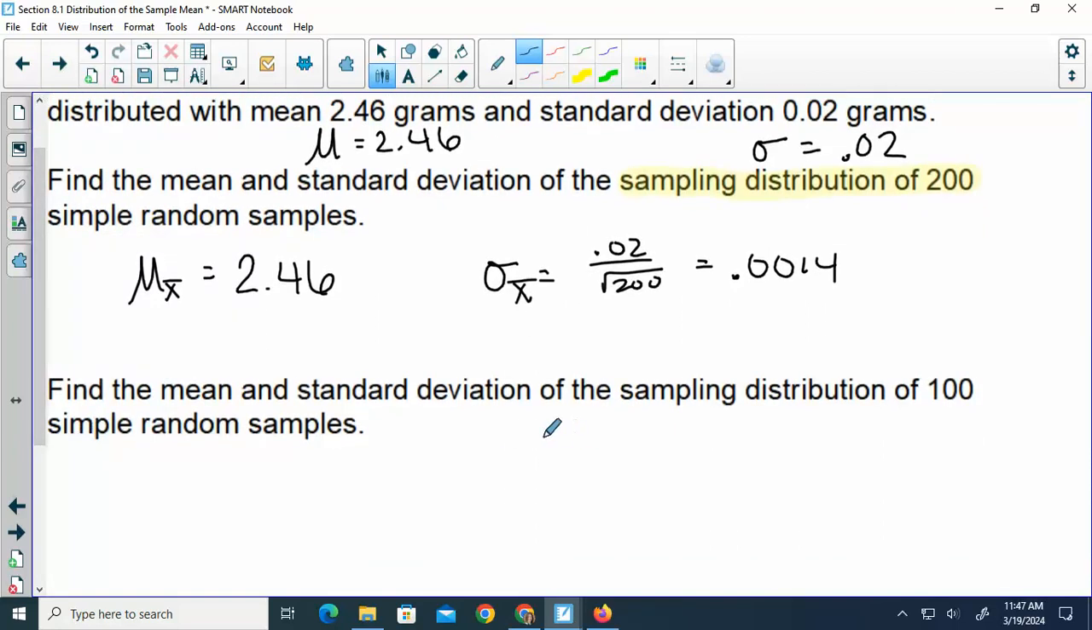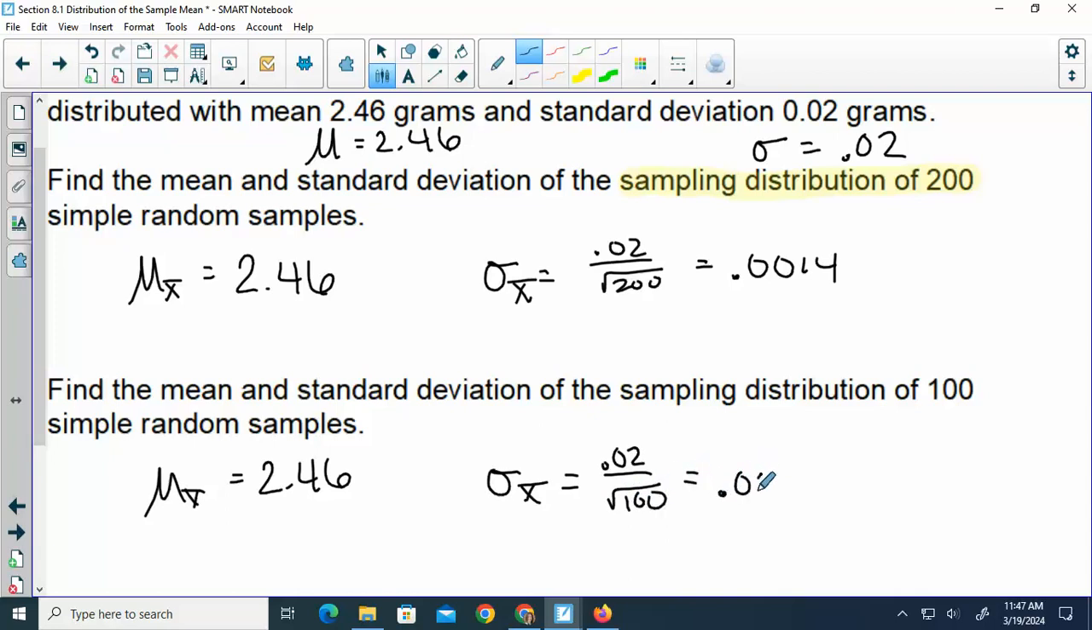So if I ask for the mean and standard deviation of a sampling distribution of 100 simple random samples, what's the mean going to be? And my standard deviation? And notice this one had a bigger standard deviation because my sample was smaller.